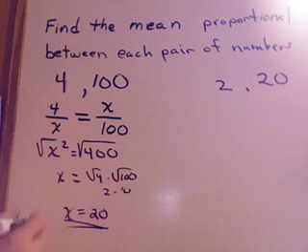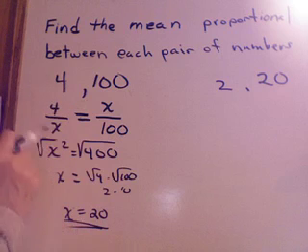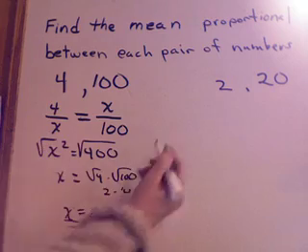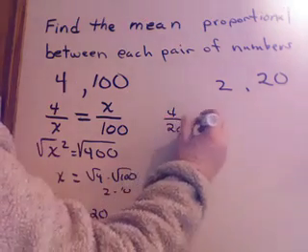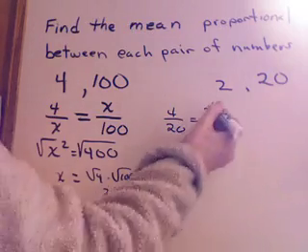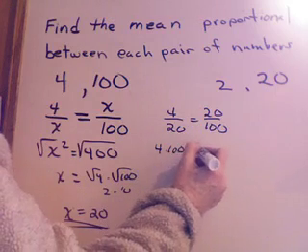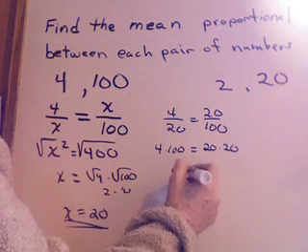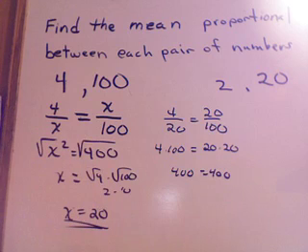So that means 20 is that special number. 20 is the mean proportion between 4 and 100. Let's check it out, see what it looks like. So, 4 is to 20, as 20 is to 100. I could multiply this way and see, is 4 times 100 the same thing as 20 times 20? 400, 400. I checked it the same way I solved it.